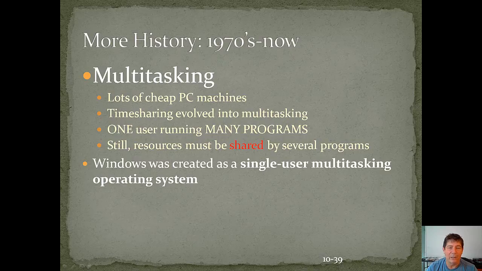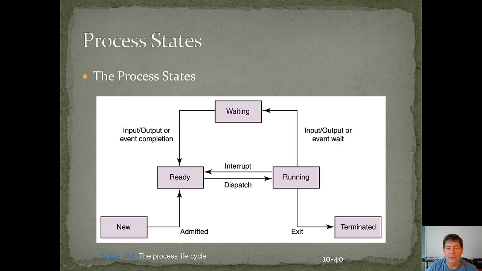And what makes this really good is there are lots of cheap PC machines, and this whole idea of time sharing evolved into multitasking. So you have one user running many programs, and I typically will have lots of programs running when I'm doing my work. So Windows was created as a single-user multitasking operating system. So here's a visual diagram illustrating the process states. You have new, ready, waiting, running, and terminating, and you can go from state to state depending on the need.